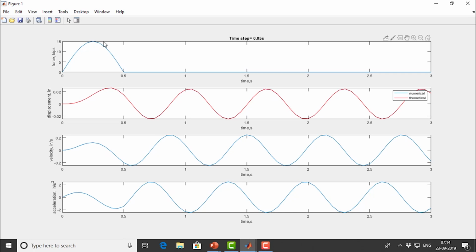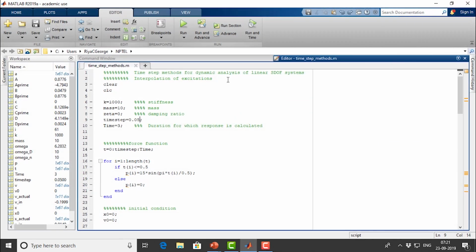So now this is very close to a sine wave, and the error between the numerical and theoretical response is very less. The error has reduced considerably. Let's reduce the time step further. Let's make it 0.01 seconds.